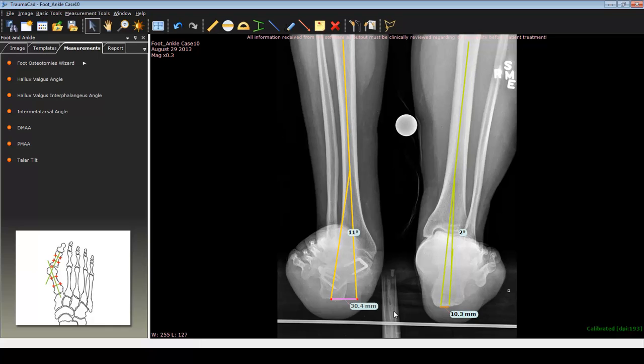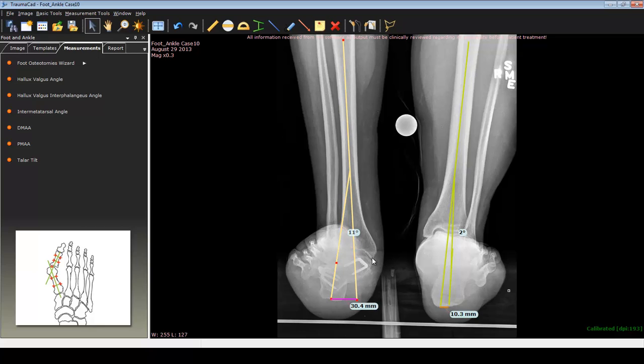So clearly, if you have this patient, you know that he has not only a hindfoot frontal plane valgus deformity, but also a lateral translational deformity. And that is very important when correcting this. There are various ways to use TraumaCad to correct this.